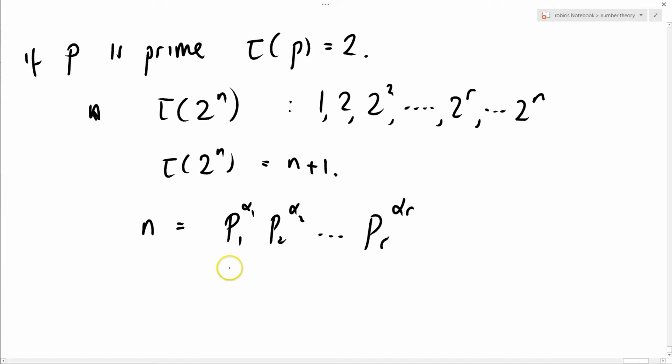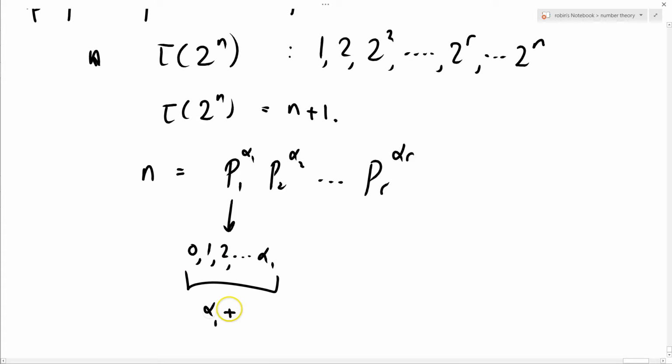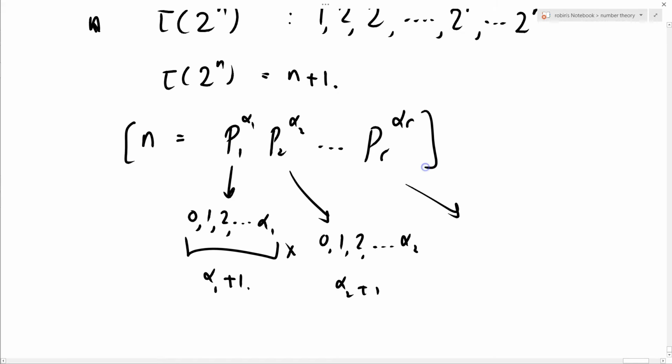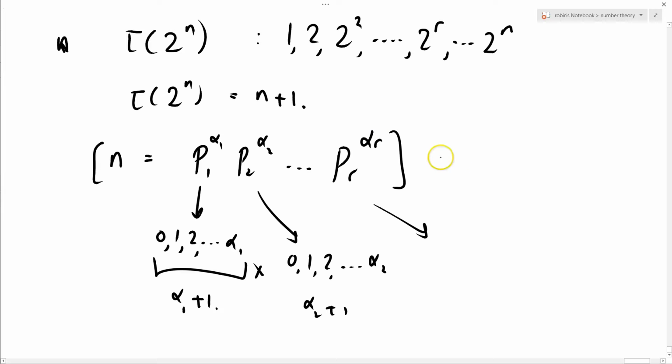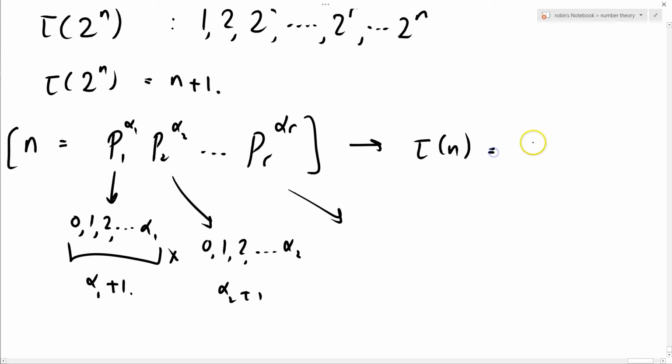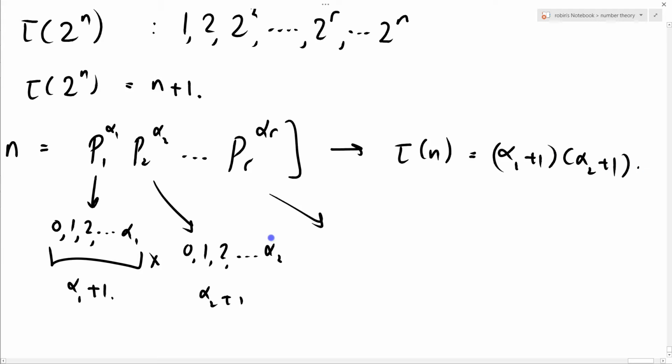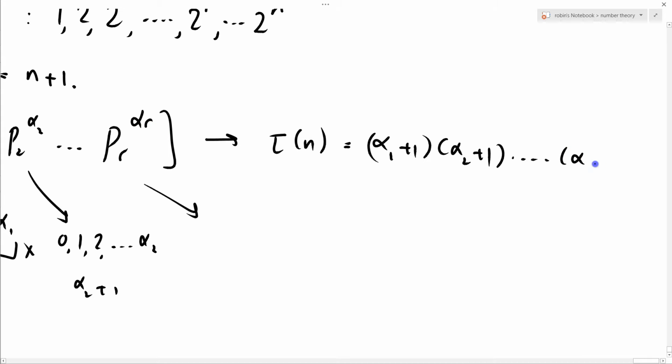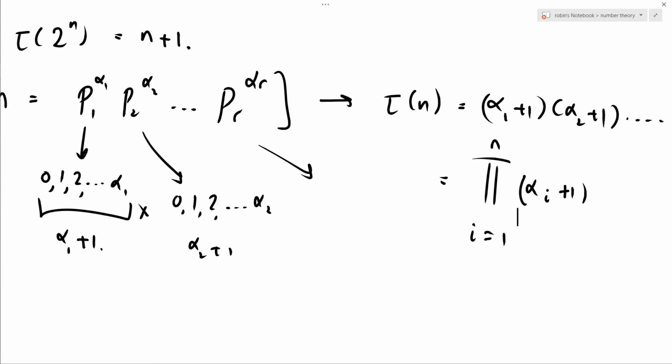Well, the power of p1 can either be 0 or 1 or 2, up to alpha 1. So altogether, we've got alpha 1 plus 1 choices there, times, here's alpha 2, and the power of p2 can be 0, 1, 2, all the way up to alpha 2. So you've got alpha 2 plus 1, and so on. So if n equals this thing here, then this implies that tor of n equals alpha 1 plus 1 times alpha 2 plus 1 times all the way up to alpha r plus 1, which equals the product from i equals 1 to r of alpha i plus 1. Okay, and that turns out to be quite useful all over the place.